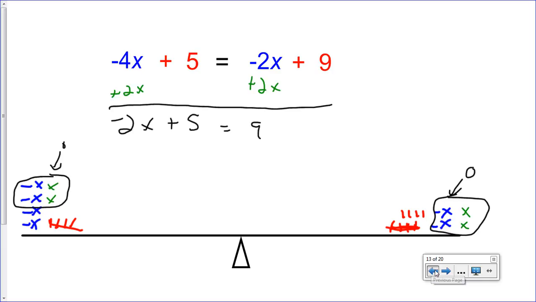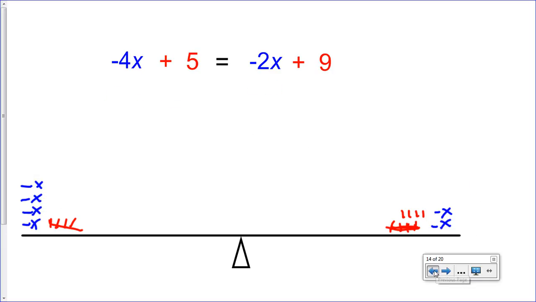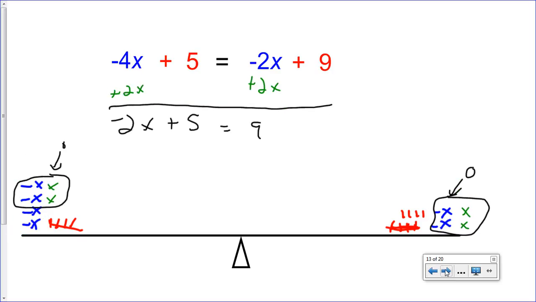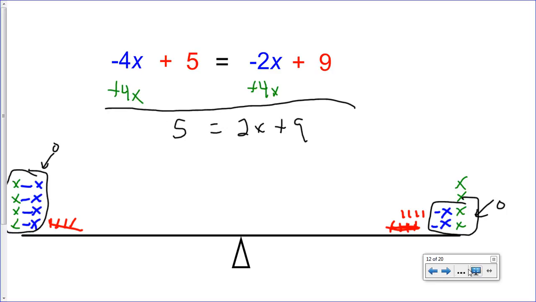Wait, is that the same example 3 times in a row? I think I've done the same example 3 times in a row, haven't I? Oh, brother. Alright, I think you get the point. Sorry about that.